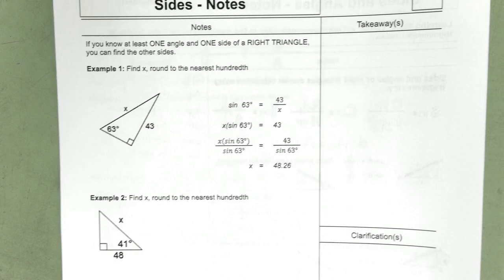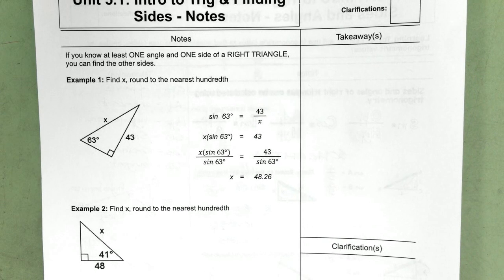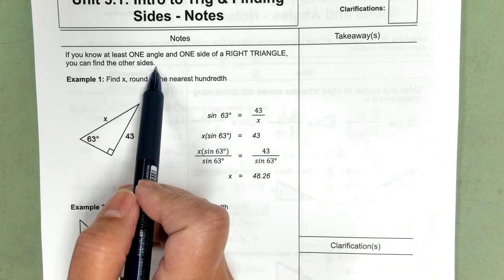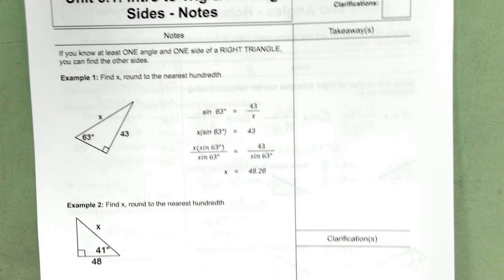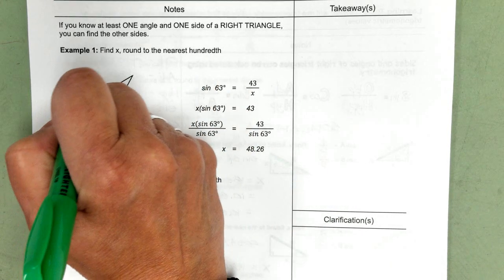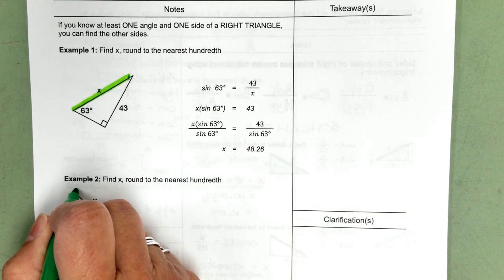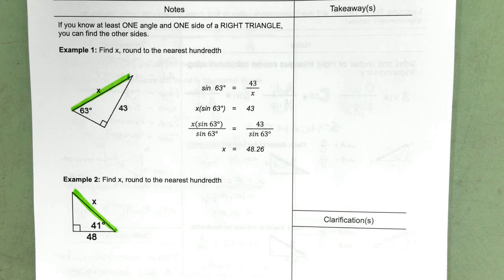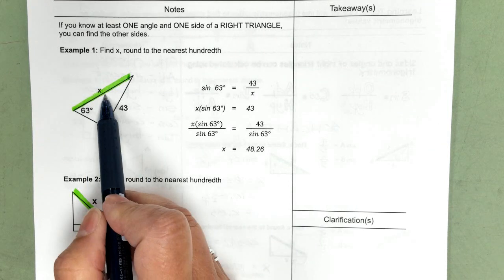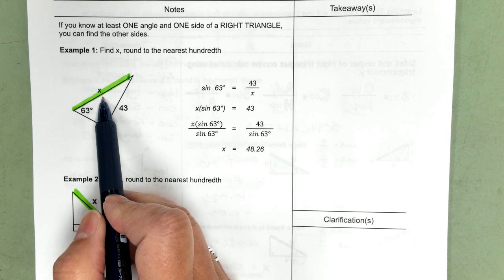Now, in these examples, it says if you know at least one angle and one side of a right triangle, you can find the other side. We're going to set up the same ratios. Again, I like to highlight my hypotenuse. Okay, so we have an angle and a side, and we want to find this side, which is the hypotenuse.